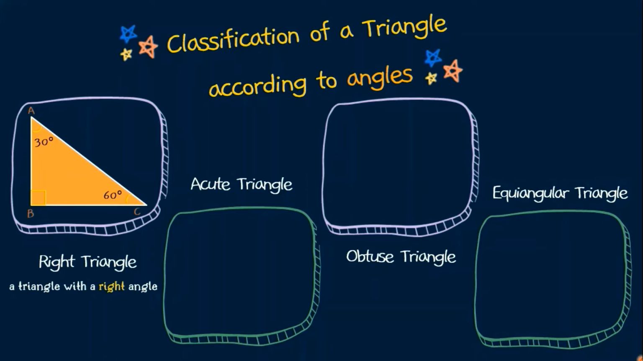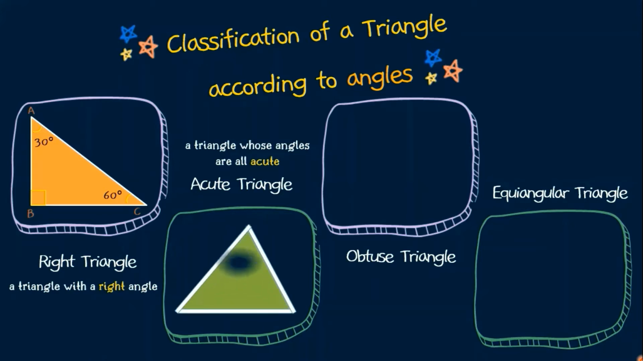Punta naman tayo sa pangalawang triangle natin. We have the acute triangle. Acute triangle, it is a triangle whose angles are all acute. This is an example of an acute triangle. This is triangle DEF. Meron siyang tatlong angles. And each of the angles are acute.